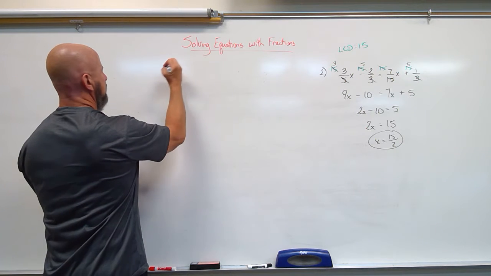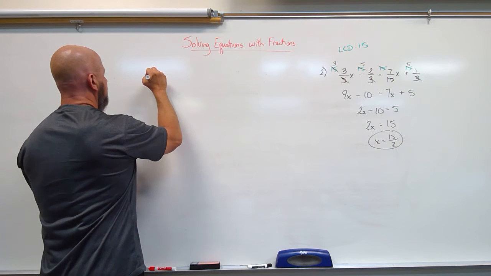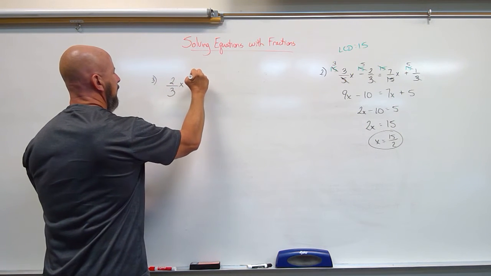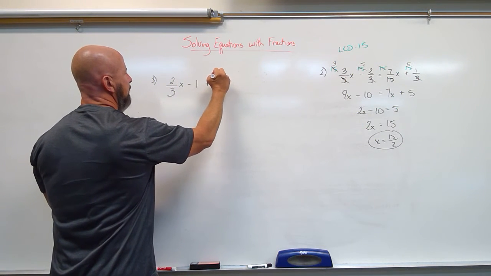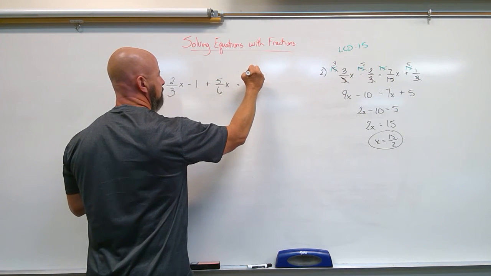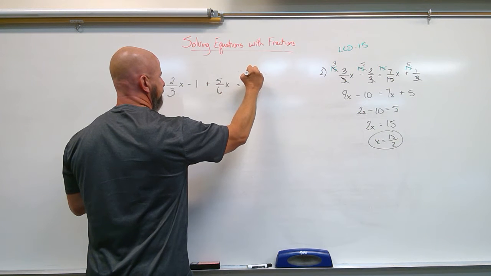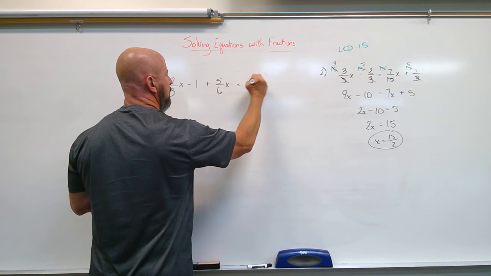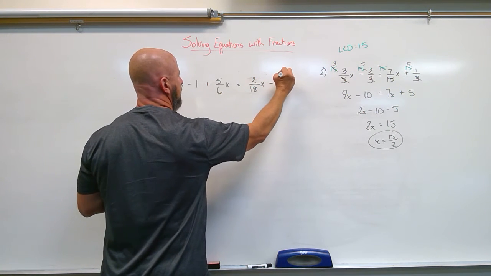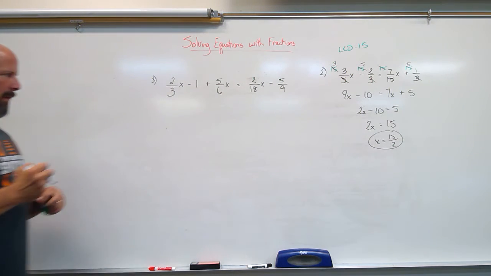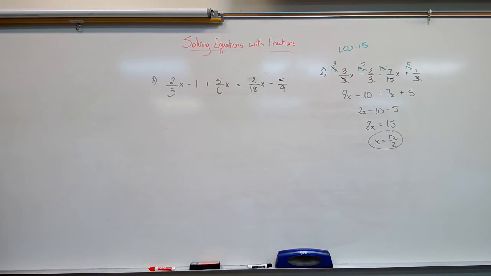It's going to get a few extra ones in here. Let's go with 2/3 x minus 1 plus 5/6 x equals, let's go, 2/18 x minus 5/9. We've got that 1 sitting in there, it doesn't matter, there's a denominator of 1 under the 1.